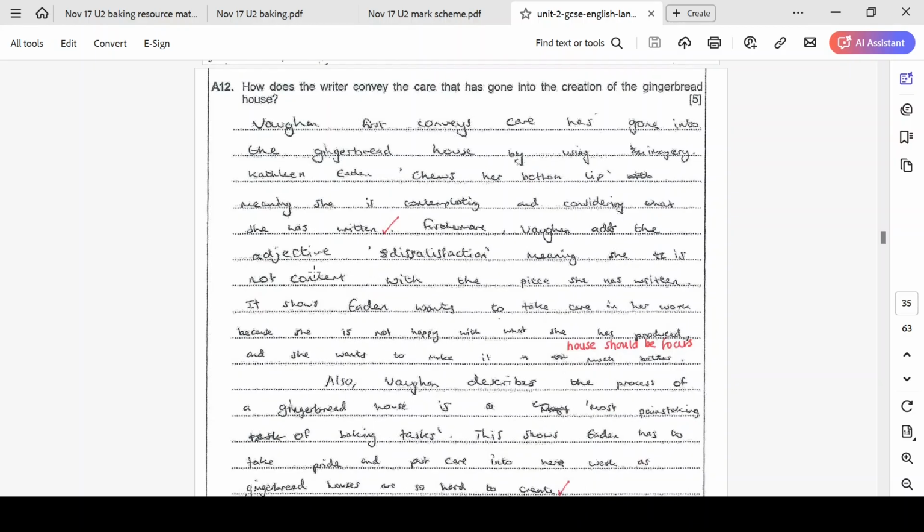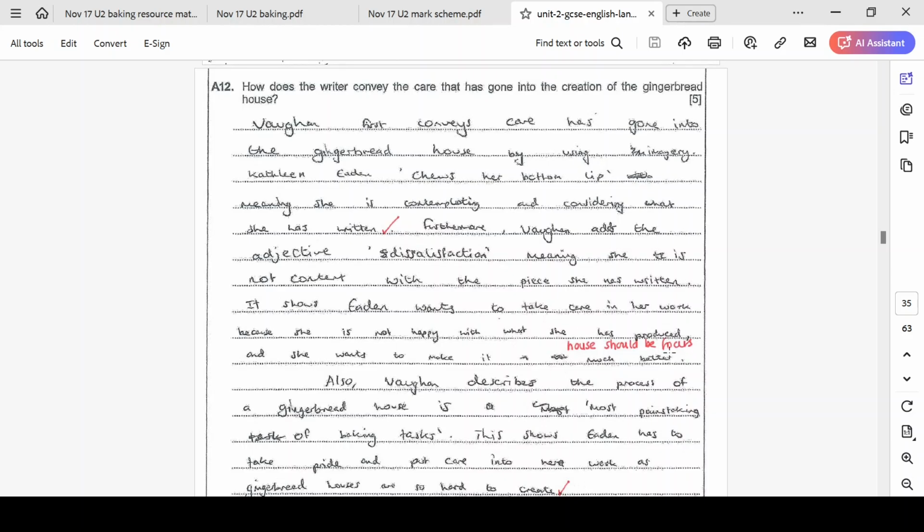Here's a better answer. Vaughan first conveys care has gone into the gingerbread house by using imagery. So how does the writer do it? She uses imagery. That's one of the methods or techniques or ways that I was talking about before. Kathleen Eden chews her bottom lip, meaning she's contemplating and considering what she's written. Furthermore, Vaughan adds the adjective. Like I said, you don't have to identify the word class. The word would be fine. Dissatisfaction, meaning she's not content with the piece she's written. It shows Eden wants to take care in her work because she's not happy with what she's produced.